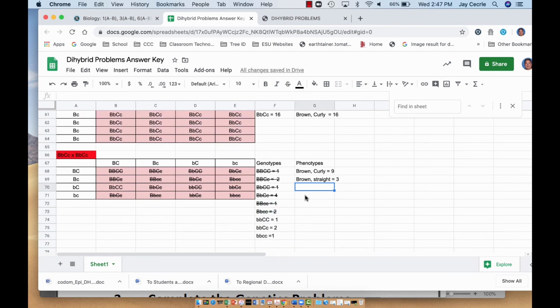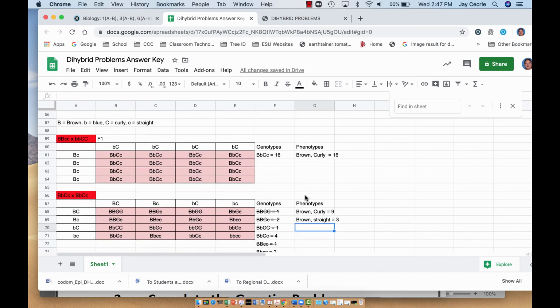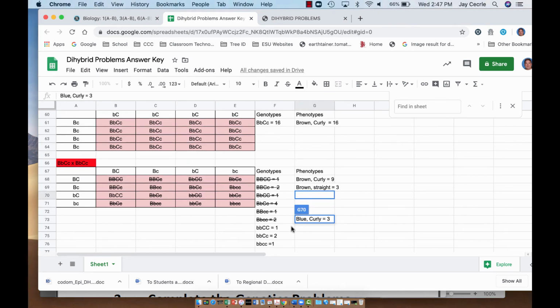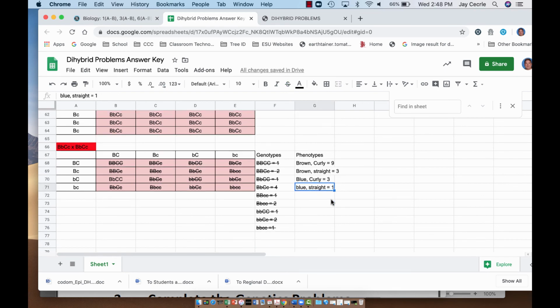Okay, 2 lowercase b's mean that we have blue eyes. And a capital C is going to give us curly hair. There's 3 of those. Okay, so right there is at least one capital C, which is going to give curly, and the 2 lowercase b's give the blue eyes. Then we have blue straight hair. There's 1. Okay, so there's our 9 to 3 to 3 to 1 that we said would happen.